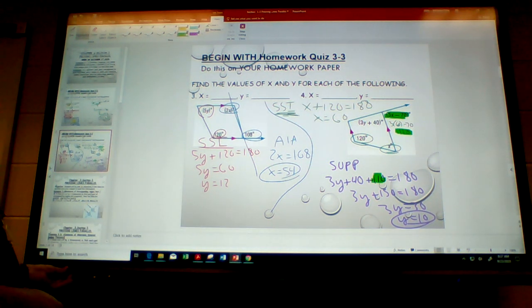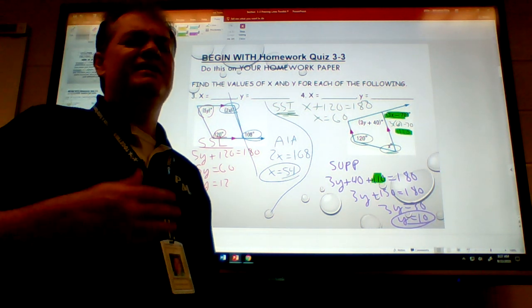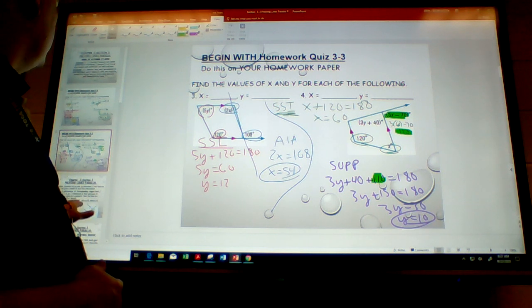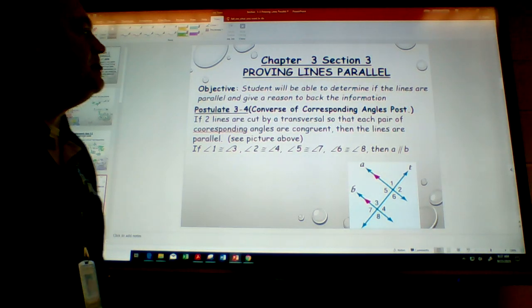All right, that's a little bit of review from the previous sections. I want to kind of go over that, but I didn't want to take up too much time. So, all right, now 3.3. I want to prove that the lines are parallel. I have to save this periodically.